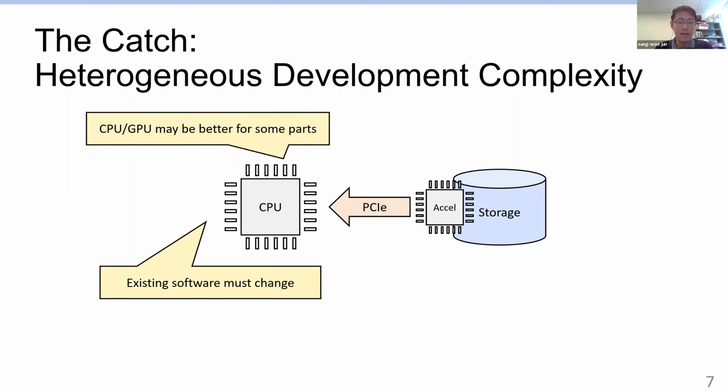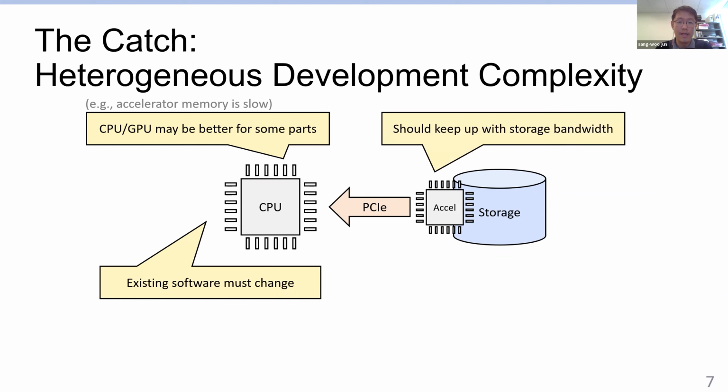And of course, due to the accelerator having to function within a strict power budget on the storage device itself, sometimes the CPU or the GPU on the host side may be better for some portions of the application. For example, one of the most prominent issues that we've discovered is that the accelerator memory, the DRAM on the near storage accelerator itself, is relatively slow. So sometimes you have to work around that.